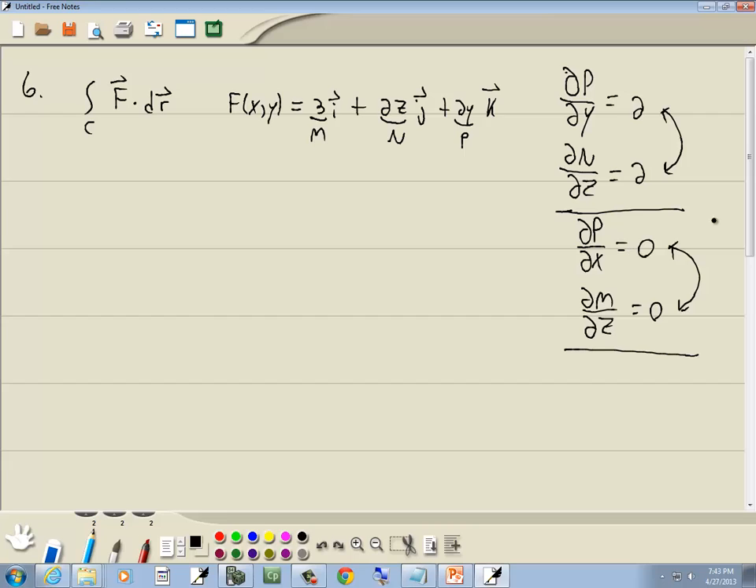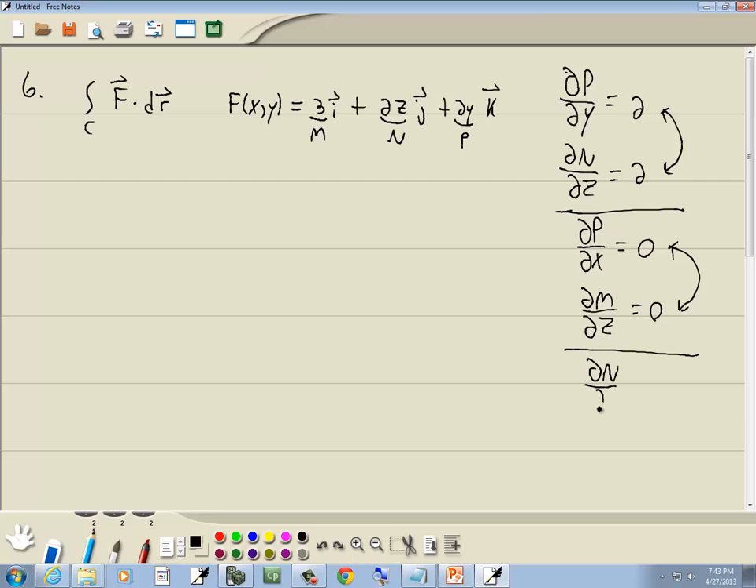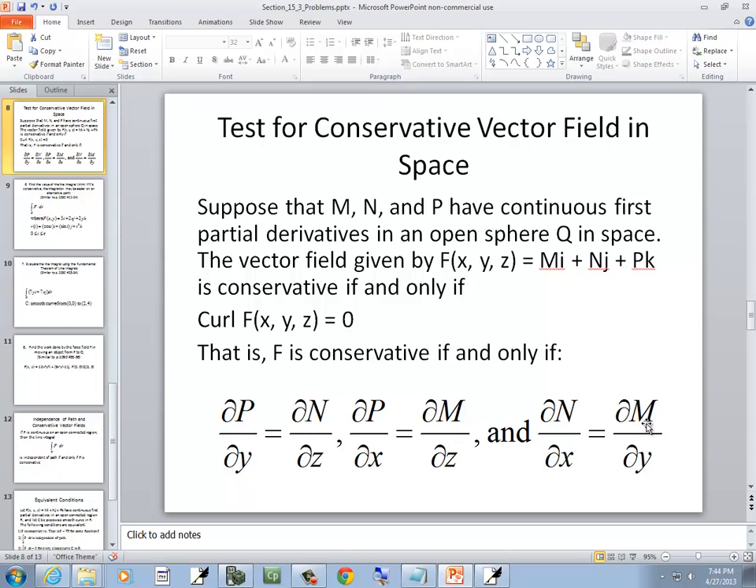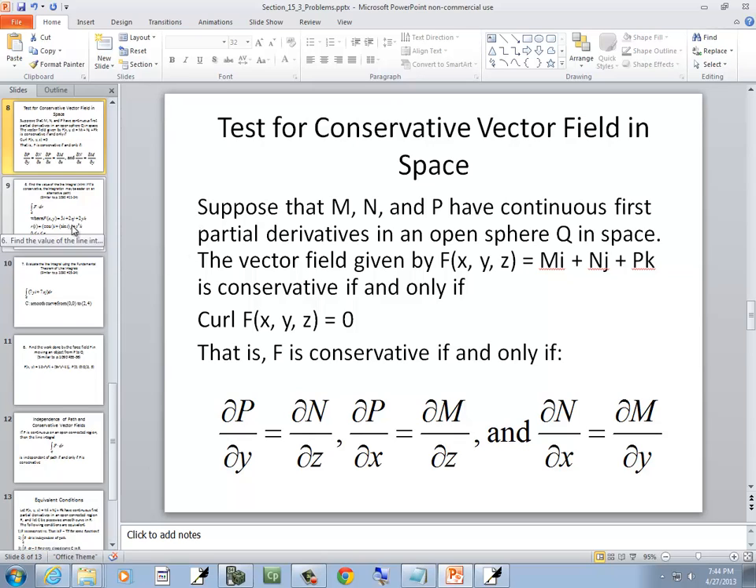We've got one more. Partial of N with respect to x. Well, there's no x there, so the derivative of that is 0. And partial of M with respect to y. I apologize, I should have cleaned that slide up a little bit. But there is no y here, so that'd be 0. Since all of those are equal, then this is conservative, and we can use the fundamental theorem of line integrals on it.